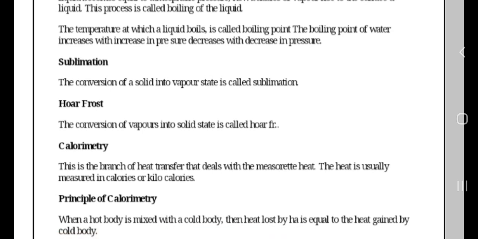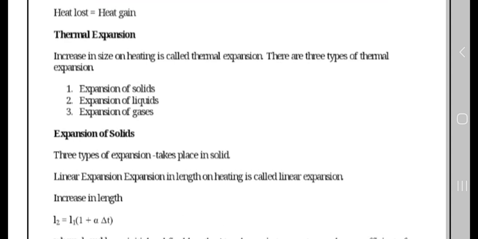Calorimetry is the branch of heat transfer that deals with measured heat. Heat is usually measured in calories or kilocalories. The principle of calorimetry is that when a hot body is mixed with a cold body, the heat lost by the hot body is equal to the heat gained by the cold body. Heat lost equals heat gained is the principle of calorimetry.